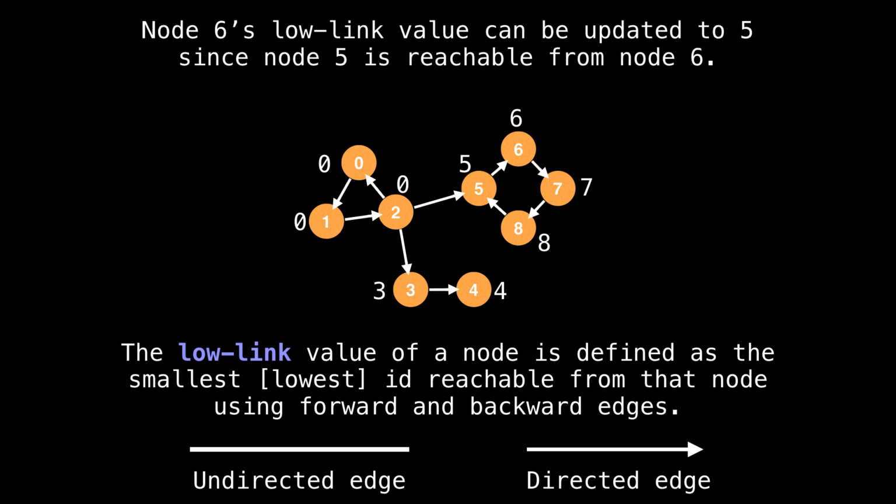However, node 6's low-link value can be updated to 5 since there is a path from node 6 to node 5 via this sequence of edges. And we can also update node 7 and 8's low-link value by the same logic.